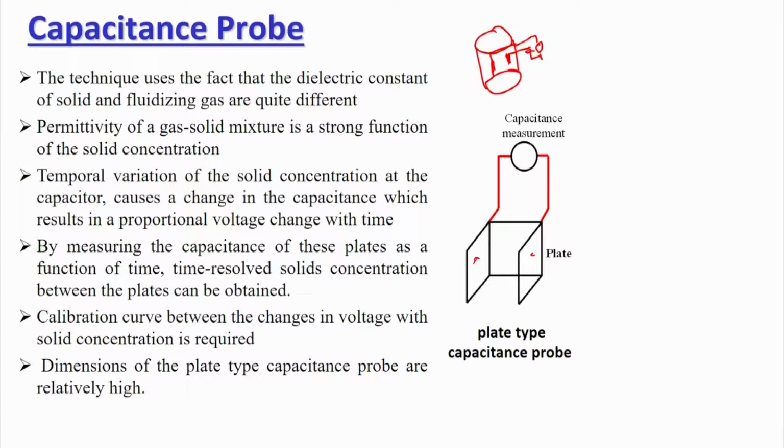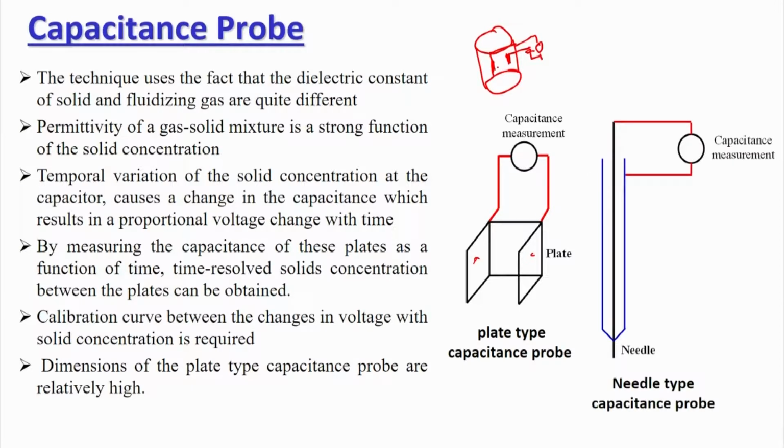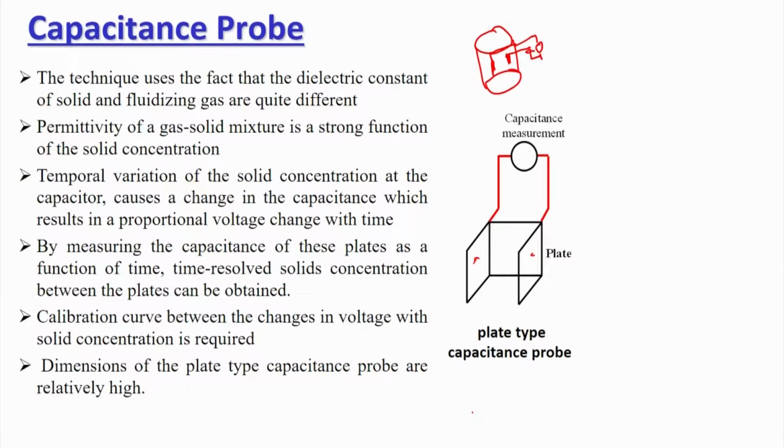Once the flow takes place, the material between the plates will keep changing. Different materials, or a combination of different materials, will come between the plates. For different materials, the different change in capacitance will be recorded, and based on that we can recognize which phase is coming. The change in capacitance will be a function of the distribution of material present between these two plates. So the first thing we need to do is calibration.